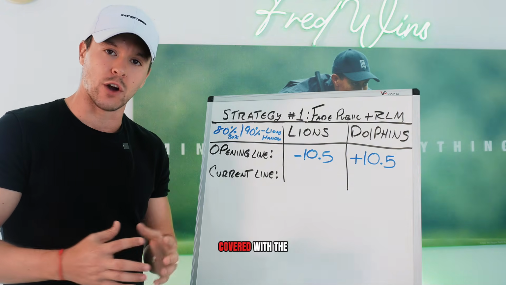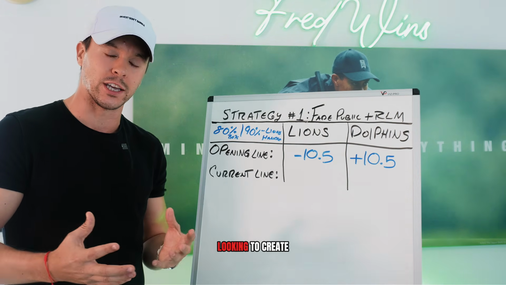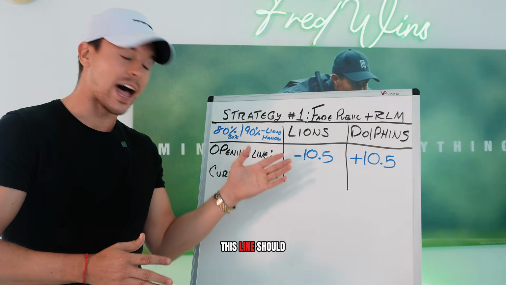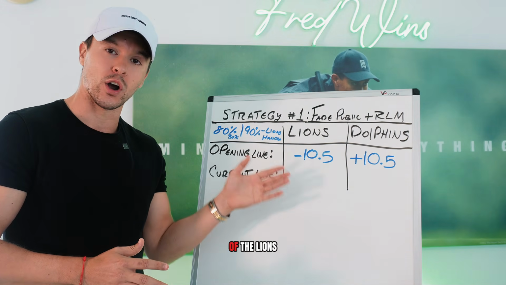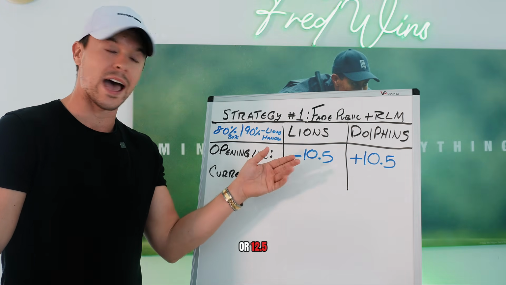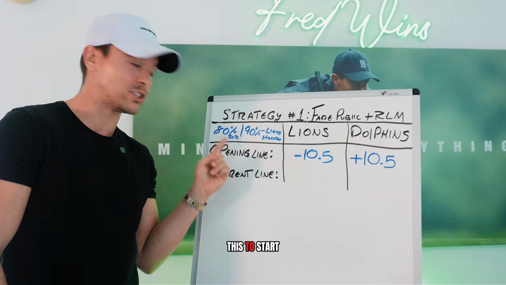Now, based on what we just covered with the foundation, how Vegas is looking to create the lines and to have 50% of the bets and handle, this line should move in favor of the Lions. What do I mean by that? It should move up to 11.5 or 12.5 with the money and support at this to start the day.